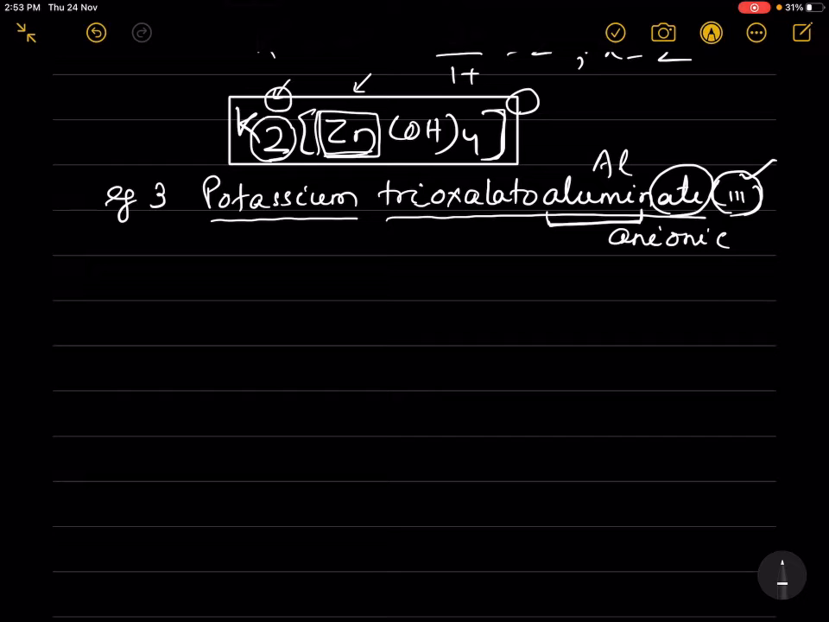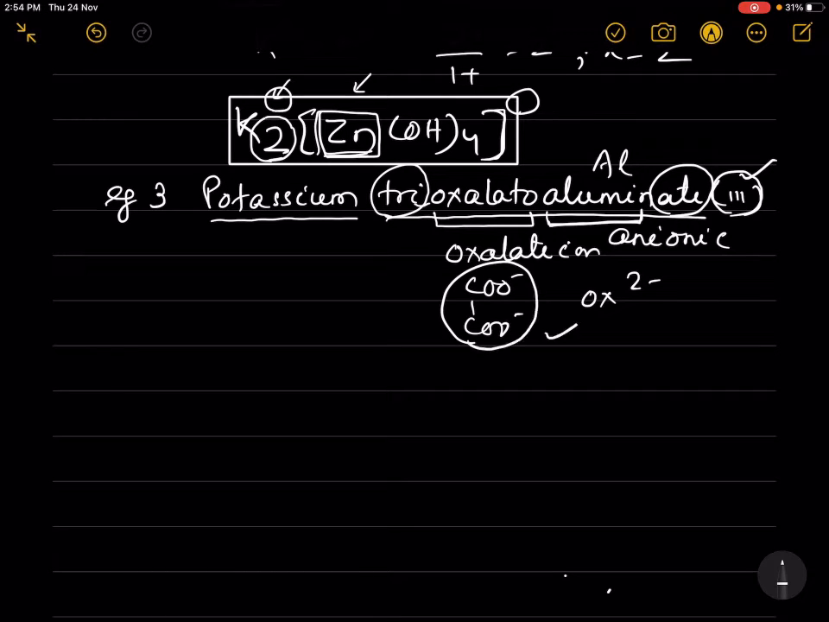And how many ligands are there? 3 ligands, but all these ligands are of the same type, oxalato. Oxalato means it is from the oxalate ion, or you can write ox 2 minus. Tri means there are 3 oxalate ions, and this is also a homoleptic complex anion, and the counter ion is potassium.